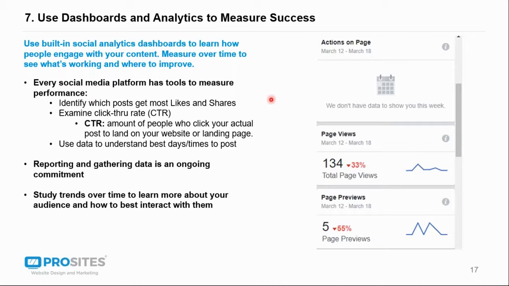If you want to see how much people are engaging with you, you're going to look at likes, shares, reactions, comments. You can also look at click-through rate to get an idea whether someone is clicking through to your website. So if you write an article on your blog and you share it on social media, you can then look at dashboard analytics to see if someone has clicked through to that blog article in order to read more. Just know that reporting and gathering data is an ongoing commitment.